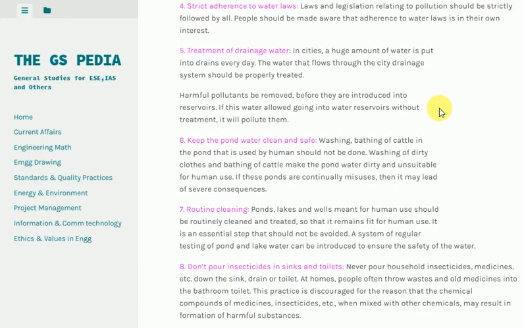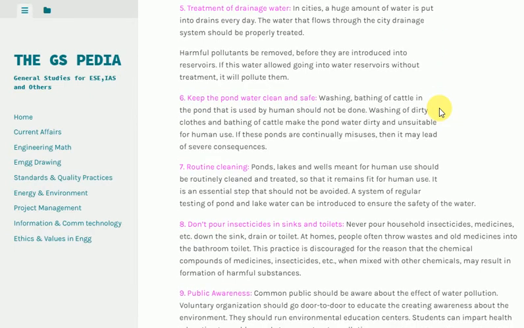6. Keep the pond water clean and safe. Washing and bathing of cattle in the pond that is used by humans should not be done. Washing of dirty clothes and bathing of cattle make the pond water dirty and unsuitable for human use. If these ponds are continually misused, then it may lead to severe consequences.